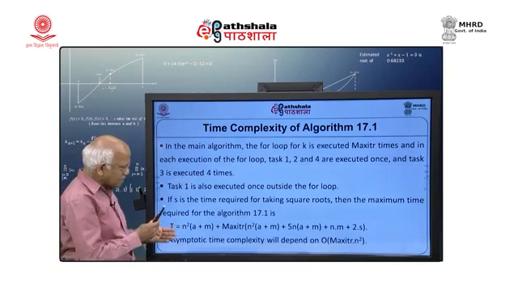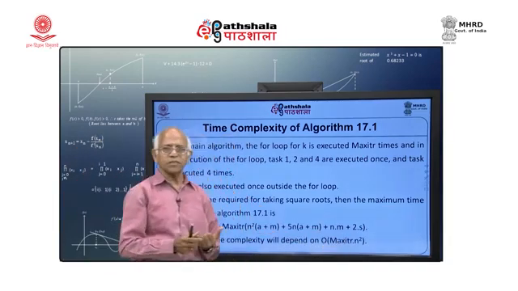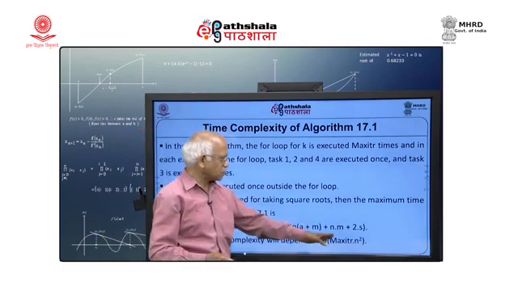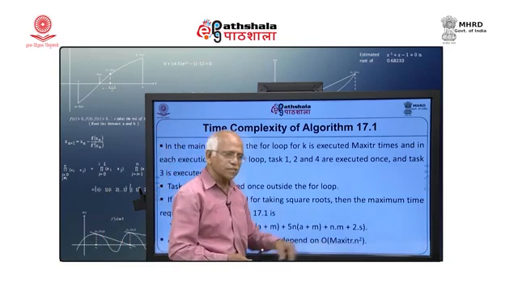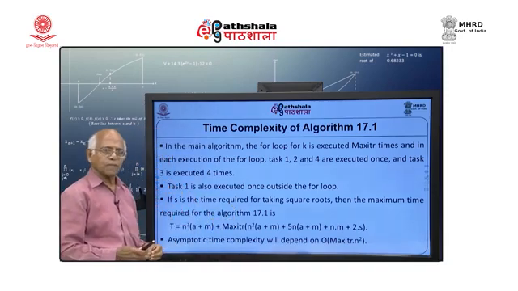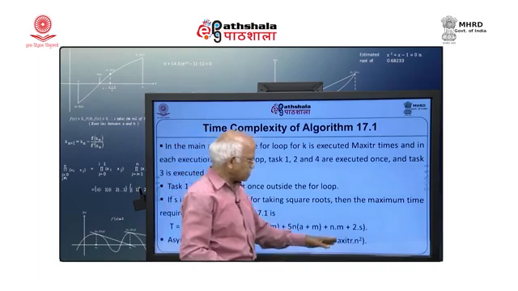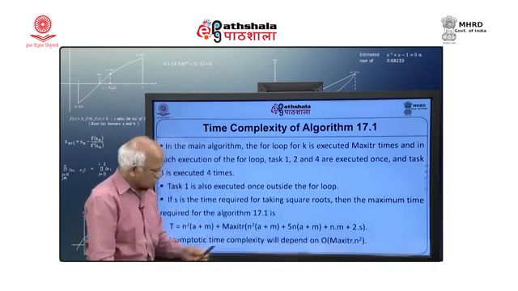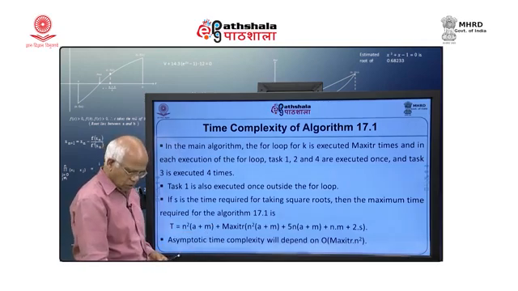Now, max iter and n square: usually the time complexity is measured in terms of the size of the problem, and max iter remains fixed and does not depend on the size, and therefore we can say that it is of order n square. But if max iter is large and n is small, then max iter also will play an influential role, and therefore I am writing it as max iter into n square. That is the order of the time complexity here. So, this is the asymptotic time complexity of this particular algorithm.